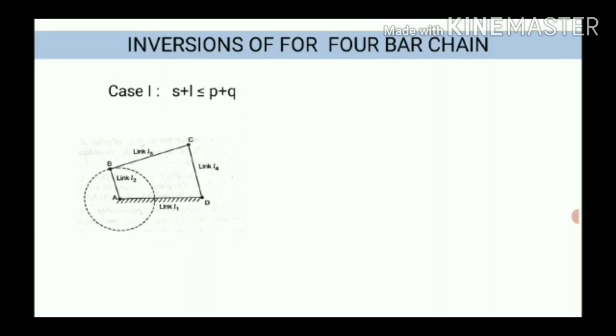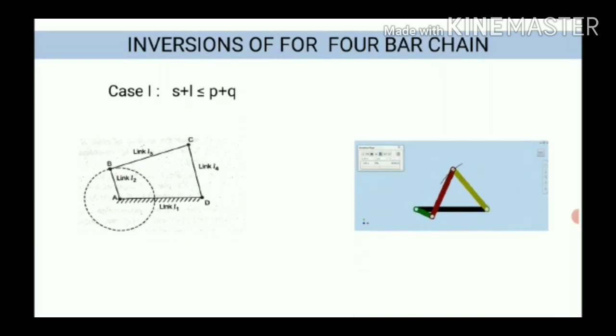So link number Q is fixed, and the condition is S plus L is less than P plus Q. So one of the links makes a complete revolution. So link number 2 makes a complete revolution. This rotary motion is transmitted to link number 4, which has oscillatory motion. Okay. So this is the first inversion.